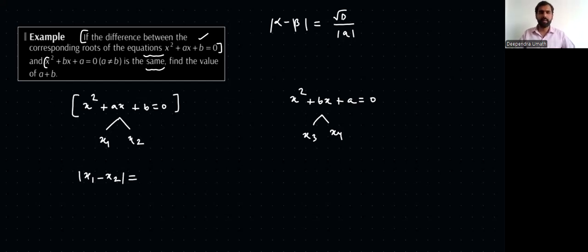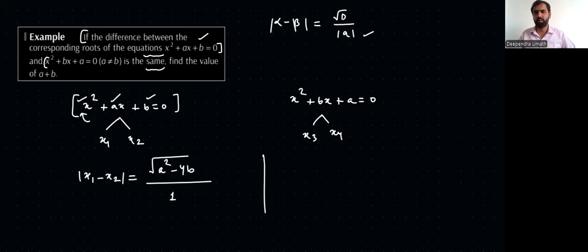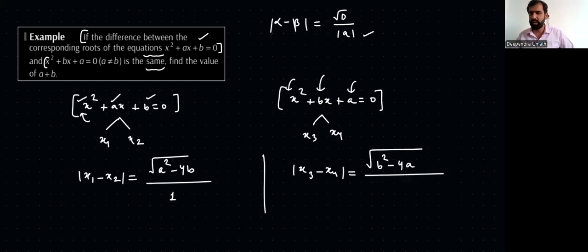Discriminant is given by a square minus 4 into 1 into b, that is 4b, whole divided by the coefficient of x square, which is 1, and mod of 1 is 1. So I need not write this 1 here. Similarly, the difference of roots x3 minus x4 is going to be the square root of the discriminant of this quadratic equation, which is b square minus 4 into 1 into a, that is 4a, divided by the modulus of the coefficient of x square, which is 1. So this is going to be 1.